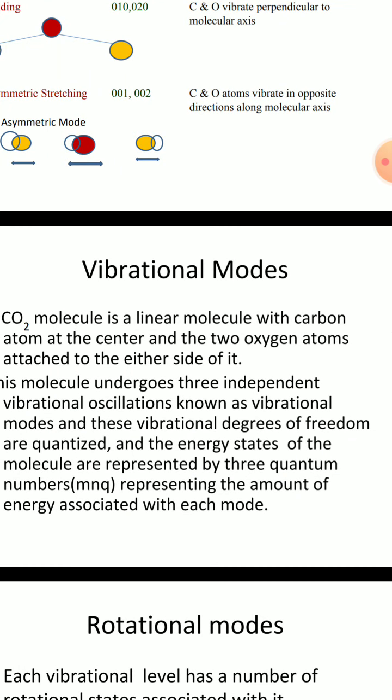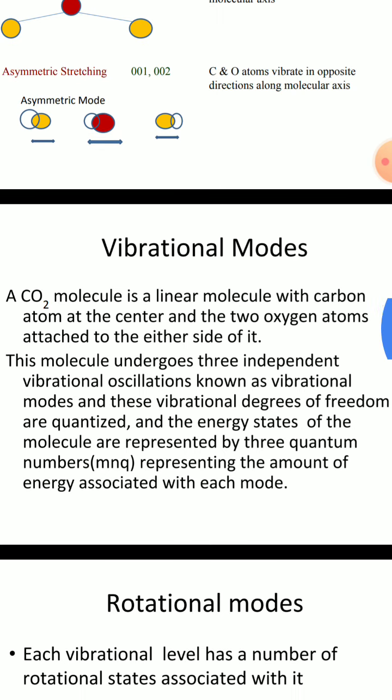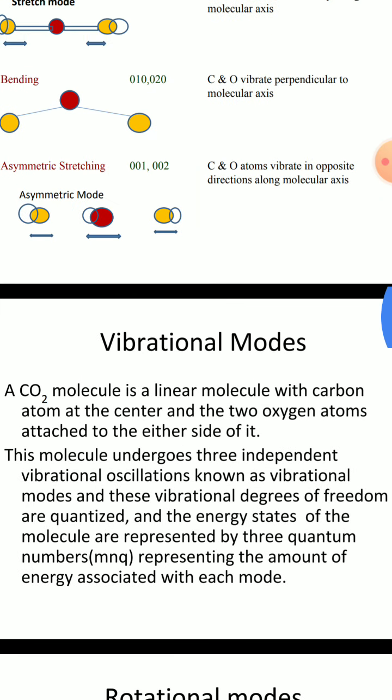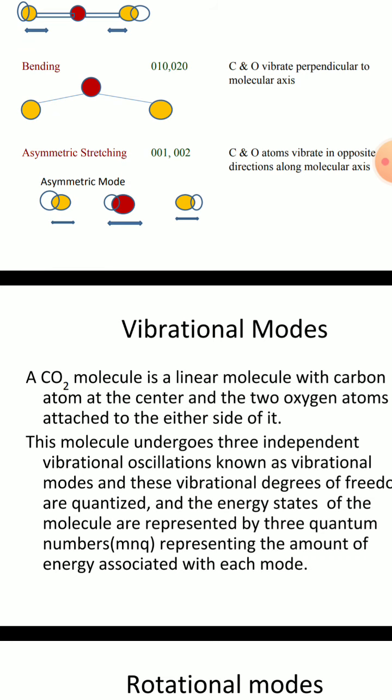Now you can have some example. Basically this is carbon chemistry, but we have some idea about it. A CO2 molecule is a linear molecule with carbon at the center and the two oxygen atoms attached to either side of it. This molecule undergoes 3 independent vibrational oscillations known as vibrational modes, as we have already discussed, and these vibrational degrees of freedom are quantized. That means each vibrational mode is quantized, and the energy states of the molecules are represented by 3 quantum numbers. That is what we have shown: 100, 010, 020, 001 and 002.